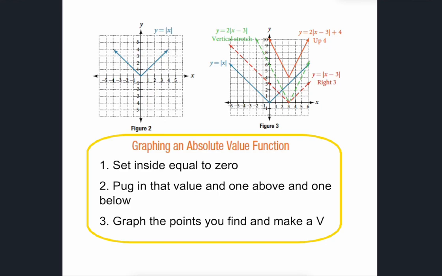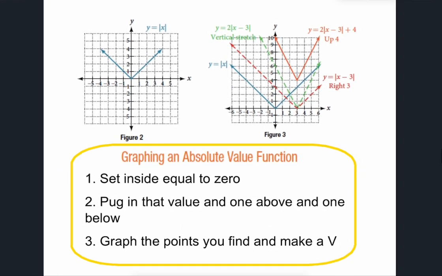So if we look at these ones at the top, here's our parent function. Let's look at the different things that can happen to our function. So you'll notice here, this has moved to the right 3 by having this -3 on the inside. And what we're going to find as the pattern is that subtracting on the inside will move it to the right. Adding on the inside will move it to the left.